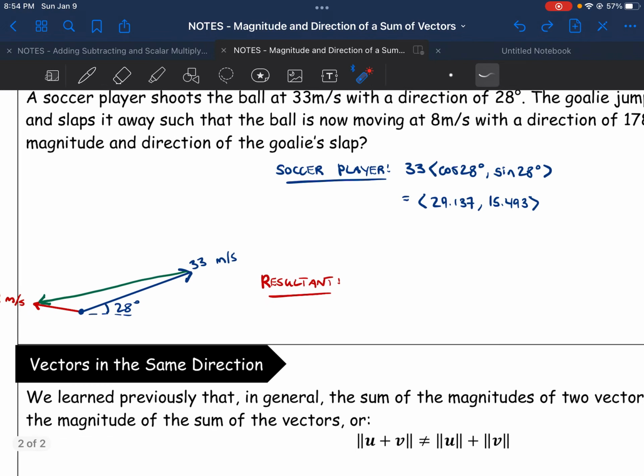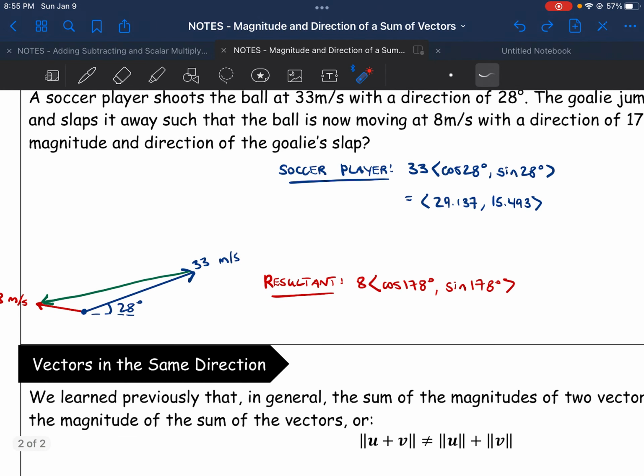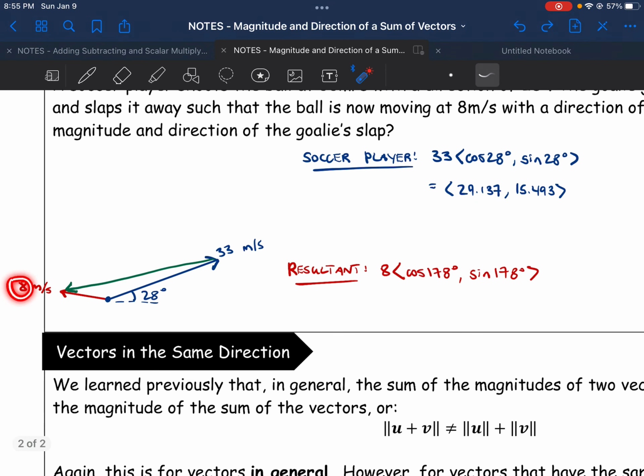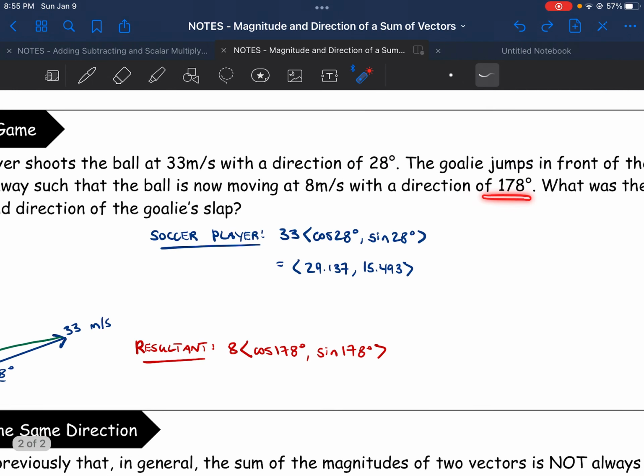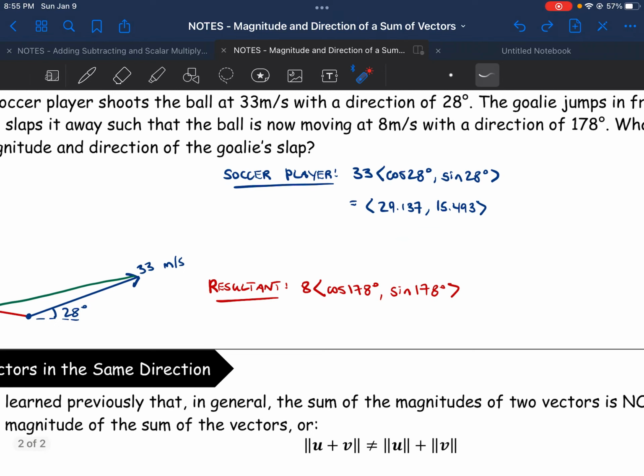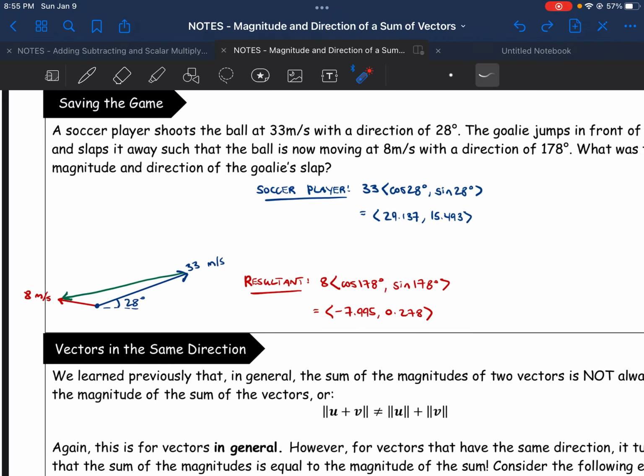Now let's look at the component form for the resultant vector. Well, we know that the magnitude of the resultant vector is 8. We know that the direction was this 178 degrees. So 8 times cosine of 178 degrees, comma, sine of 178 degrees. Again, calculate with the calculator, distribute the 8 in. We get negative 7.995 and 0.278.